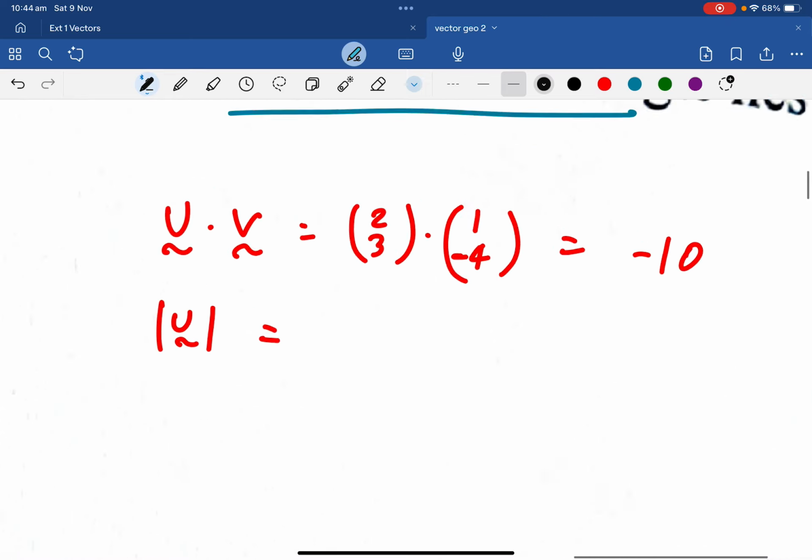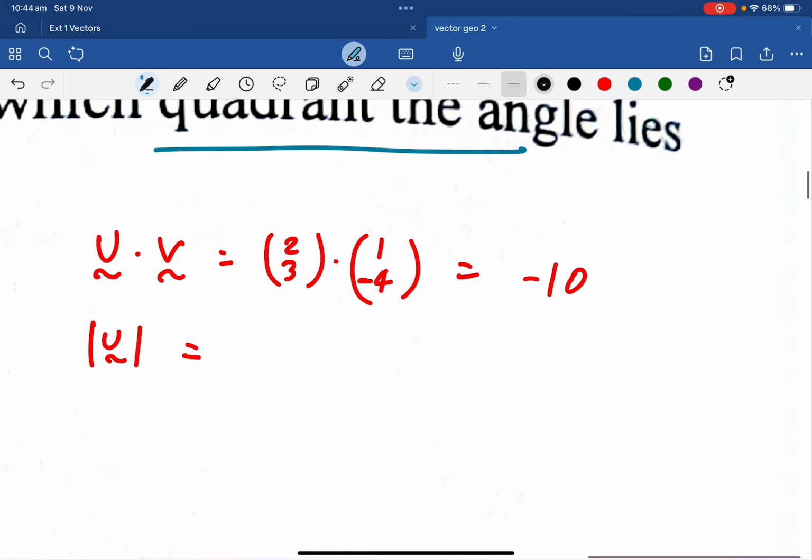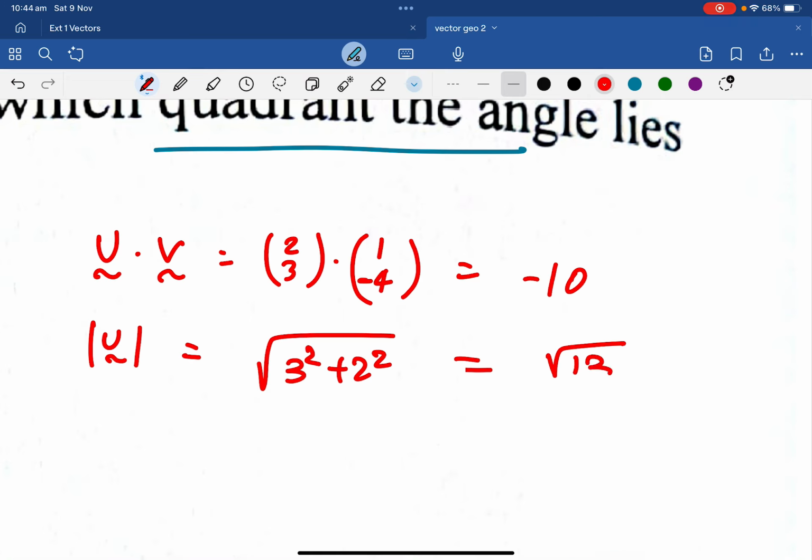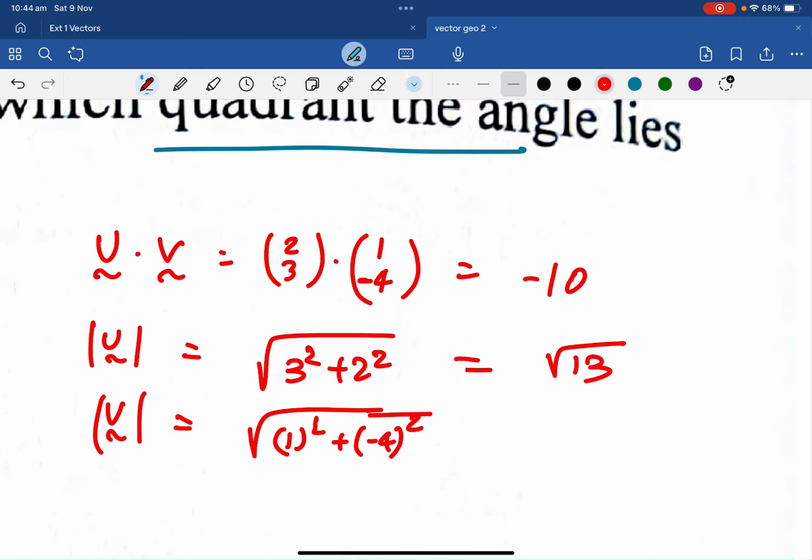This is strictly for 2D because we only have 2 vectors, but when we go to 3D vectors, that's another challenge. But I'm not going to go there. So vector u's magnitude is equal to the square root of 3 squared plus 2 squared, which is equal to square root 13. And vector v's magnitude is equal to the square root of 1 squared plus minus 4 squared. Remember, the negative signs don't matter because you are square rooting them at the end of the day.